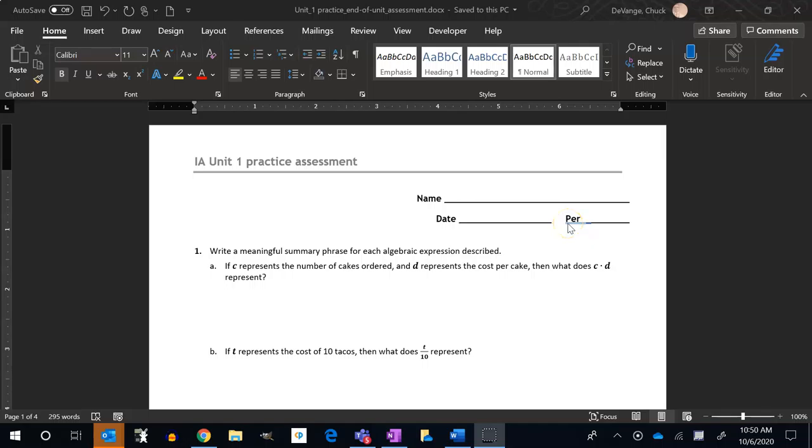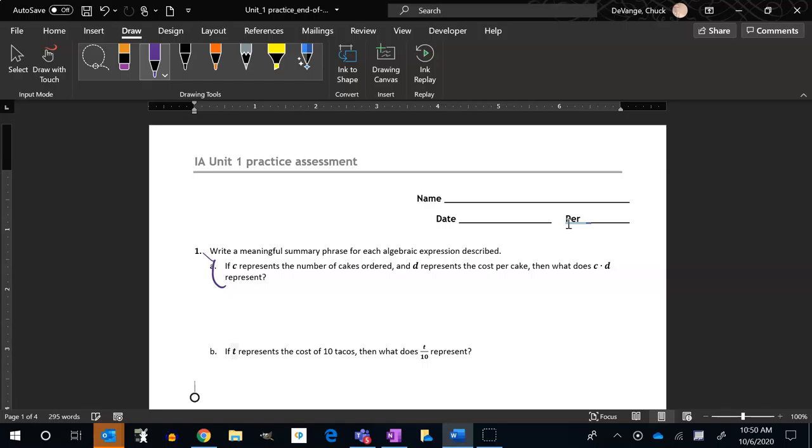So this is number one on the practice exam, unit one. And let's see what it says. If C represents the number of cakes ordered, so C is the number of cakes, and D represents the cost per cake, then what does C times D represent? Well, let me think about what the C is.